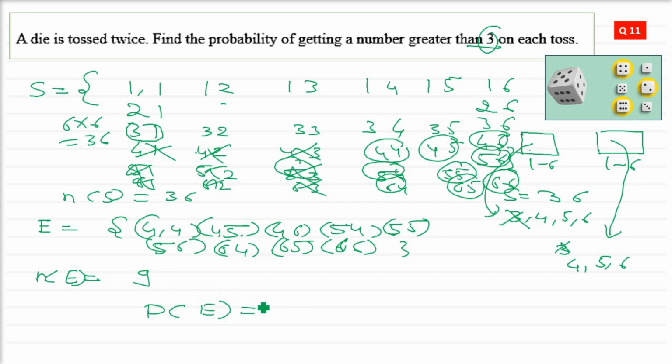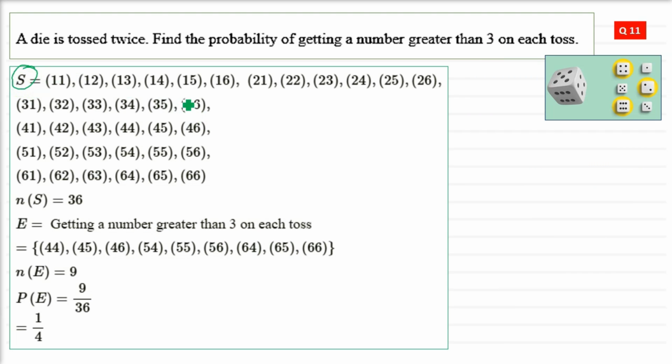Probability of E is the total number of favorable cases divided by the total number of cases. Total number of cases are 36, and total number of favorable cases, because we want more than 3 on each toss, is 9. 9 by 36 is 1 by 4. So the sample space in this type of question becomes mandatory, and I will strongly advise you to write all of this. I am now making a periphery of those cases which are favorable to us. Sample space always remains 36 for the 2 die. So the probability is 1 by 4.